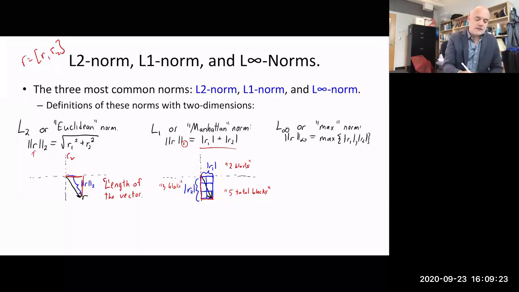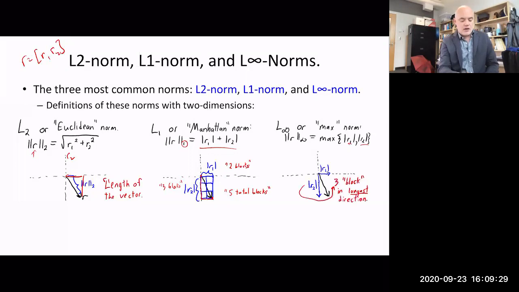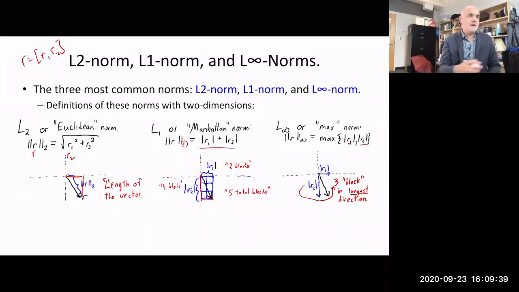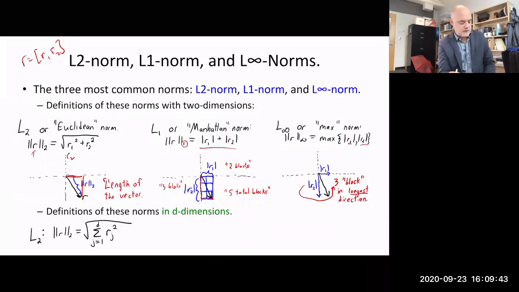It says basically just take the max of the absolute value over all the dimensions of the vector. In this particular case, R2 is the largest component of the vector in absolute magnitude, so that's the infinity norm. Based on these definitions, it should be really straightforward to generalize this to d dimensions, right? So the definitions of these norms in d dimensions look like this.